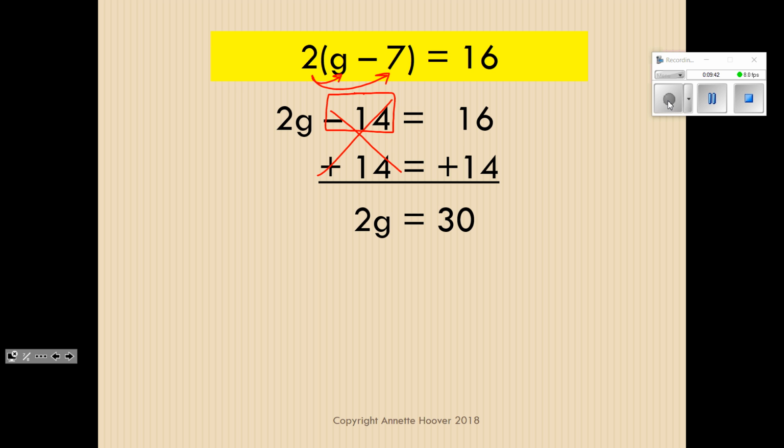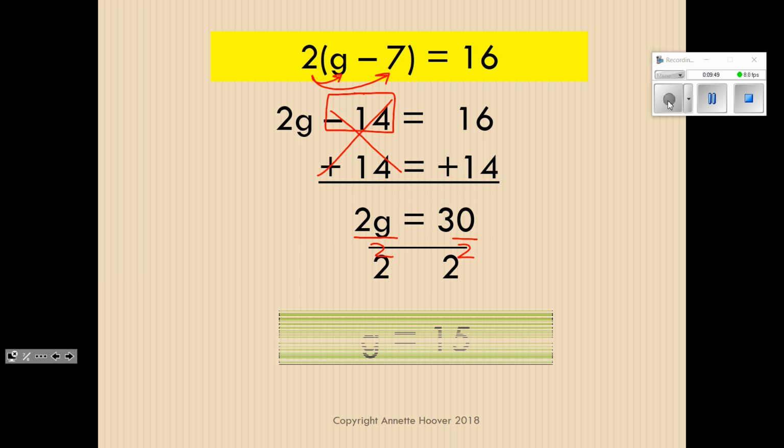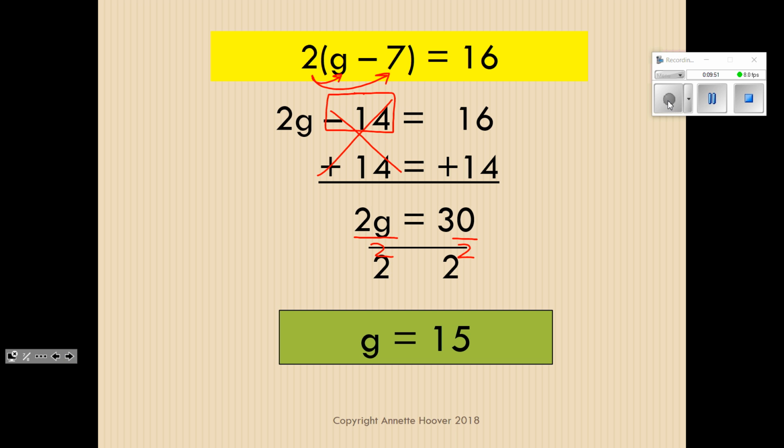G is being multiplied by 2. The opposite of multiplying is dividing, so we're going to divide both sides by 2, and g is equal to 15. Only one solution. It is an equal sign. Only 15 is the solution.